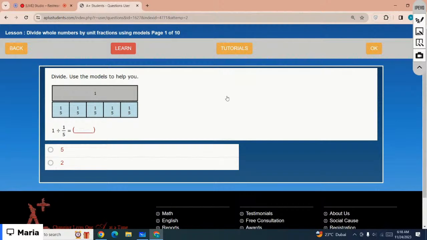You can see this gray one is 1, right? And how many 1 fifth makes 1? 1, 2, 3, 4, 5. If you have 5, 1 fifth, together they make 1, right? So that means 1 divided by 1 fifth equals 5. If you divide 1 by 1 fifth, you need to make 5 portions. So 1 divided by 1 fifth equals 5. The correct option is 5.